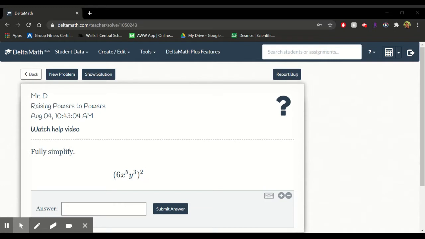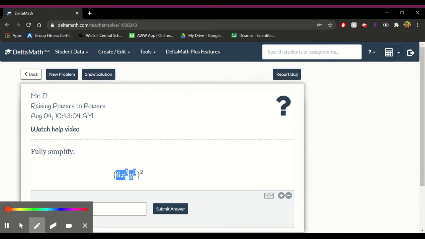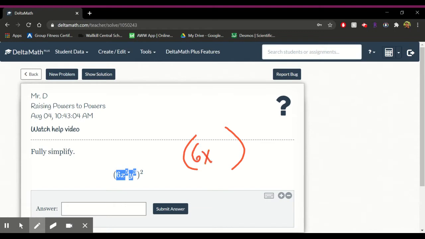So on the outside here, we notice this is 2. That means you have to write all of this inside the parentheses twice. So I'm going to write it out. 6x to the 5th, y to the 3rd, multiplied by 6x to the 5th, y to the 3rd.